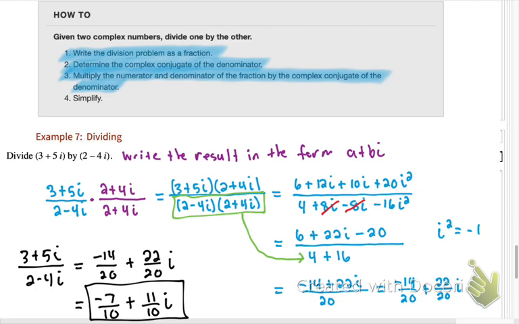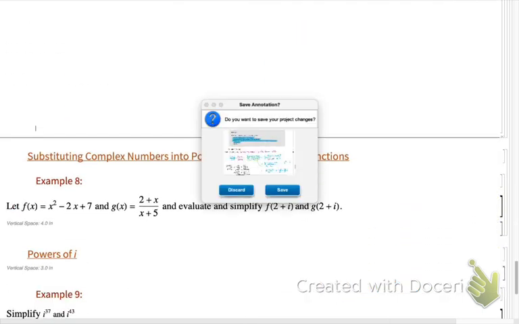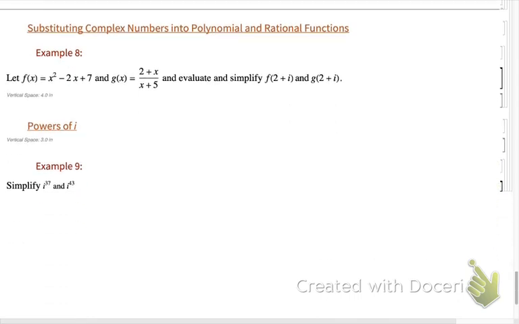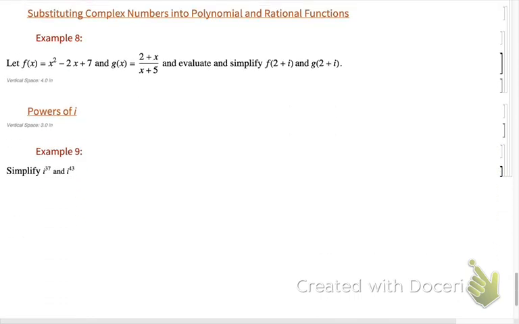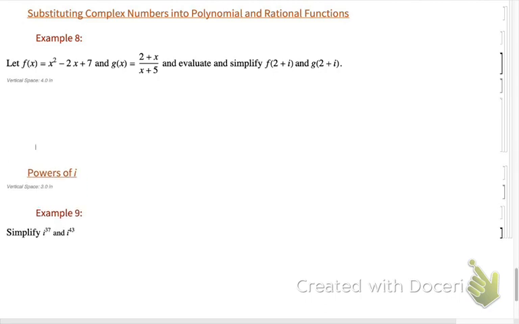Okay, so a couple things left that we're going to do, and that is, what if we take a function that we usually use real number inputs in to achieve real number outputs, and what if we actually plugged complex numbers in for our inputs and simplified? And then the last thing we're going to do here is tackle powers of i.